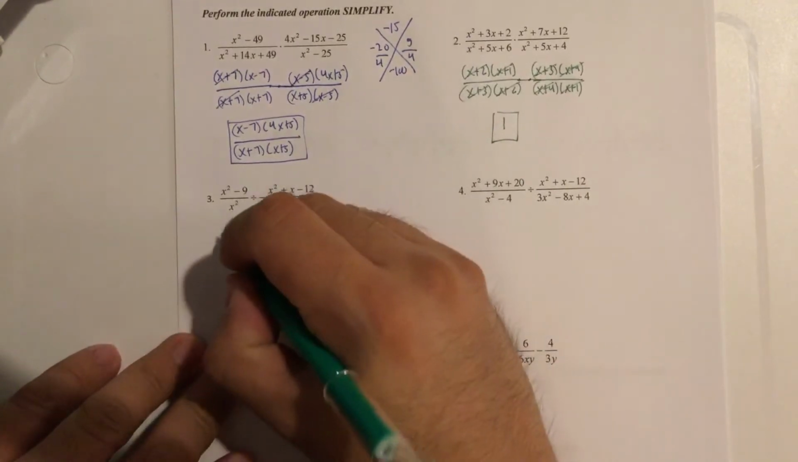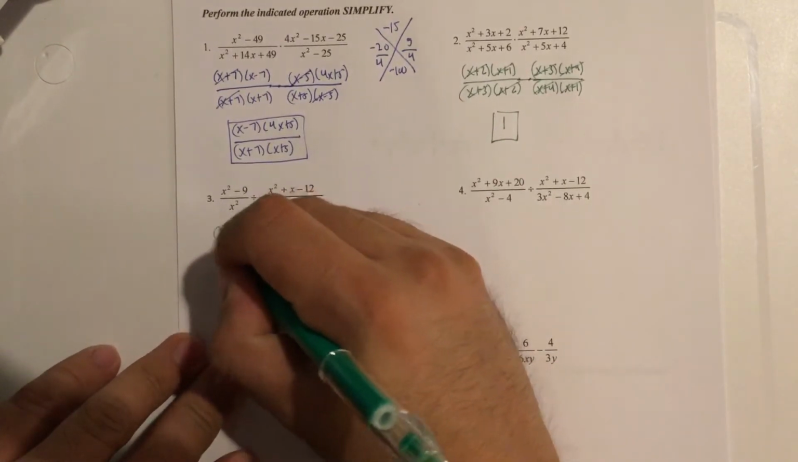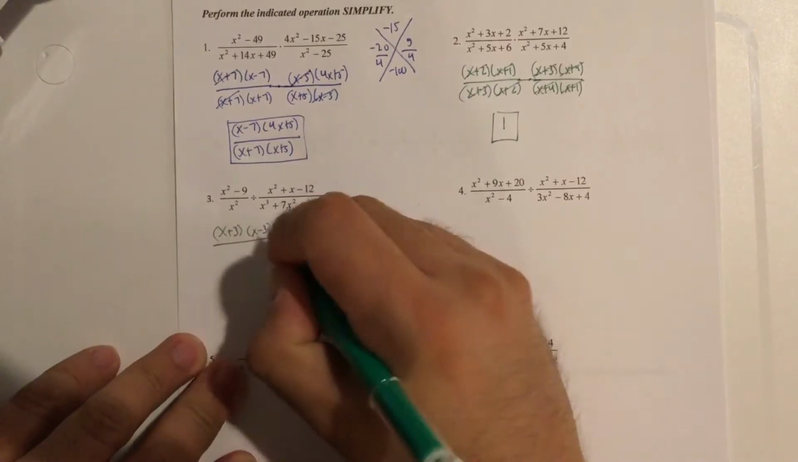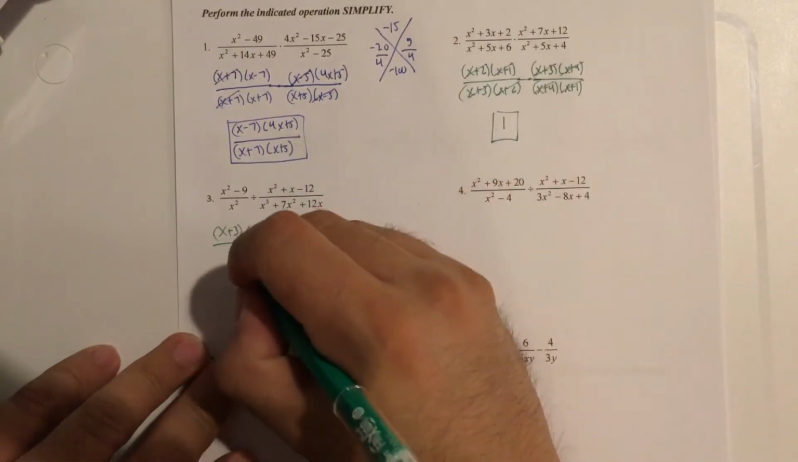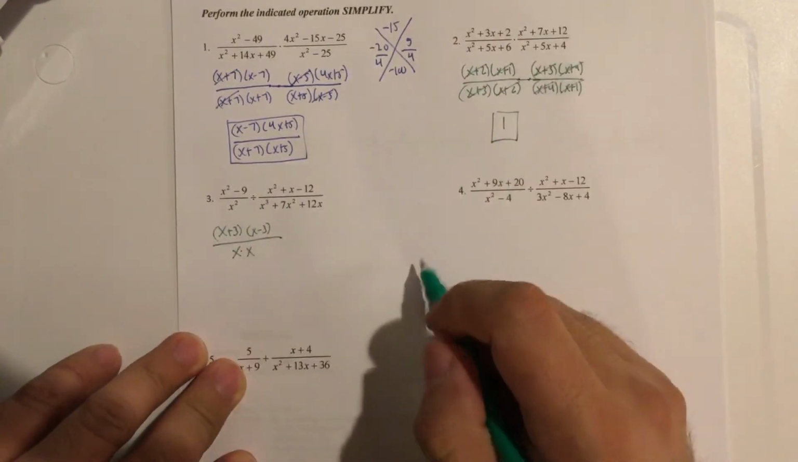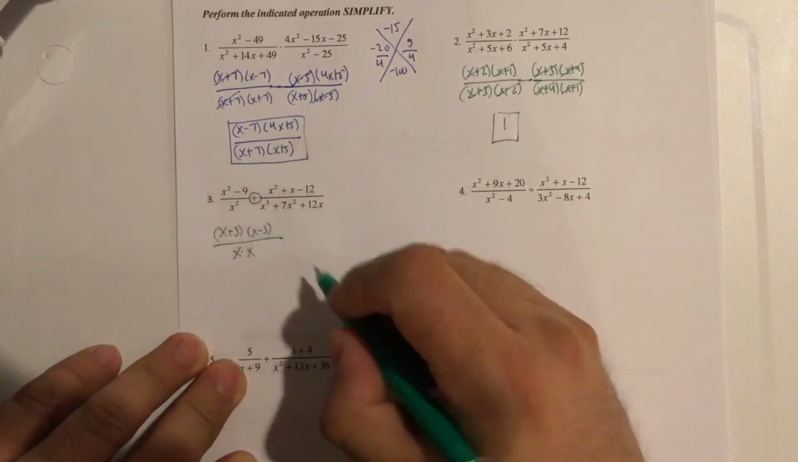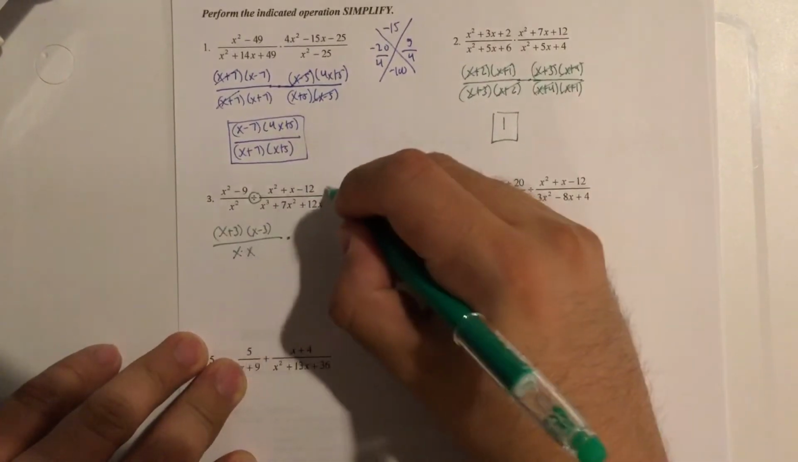X squared minus 9, that's a difference of two squares. This x squared, I can't really simplify it. I'm going to write it out twice just in case there's one at the top. Ooh, division bar. So when there's a division, we're going to multiply it, but this, we're going to flip it over.